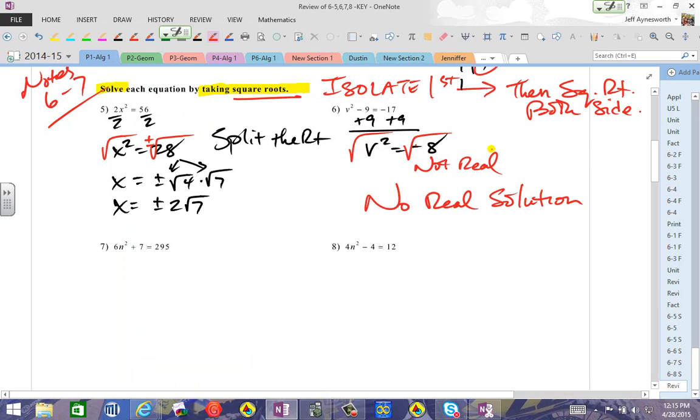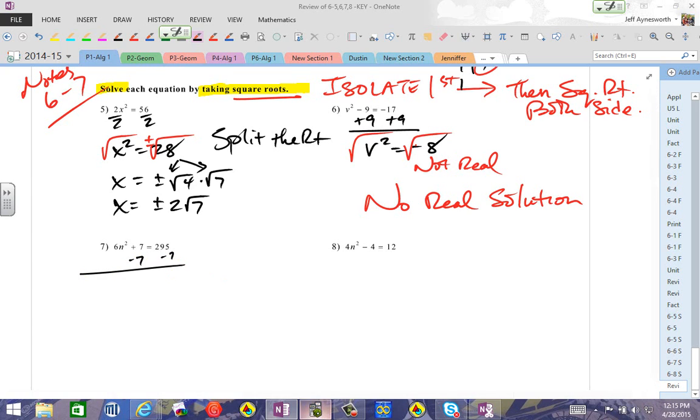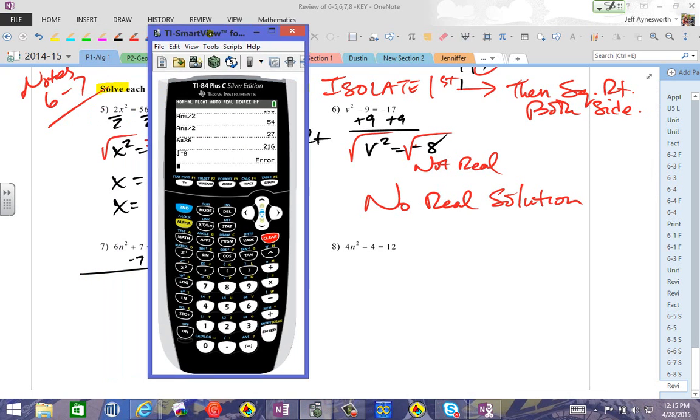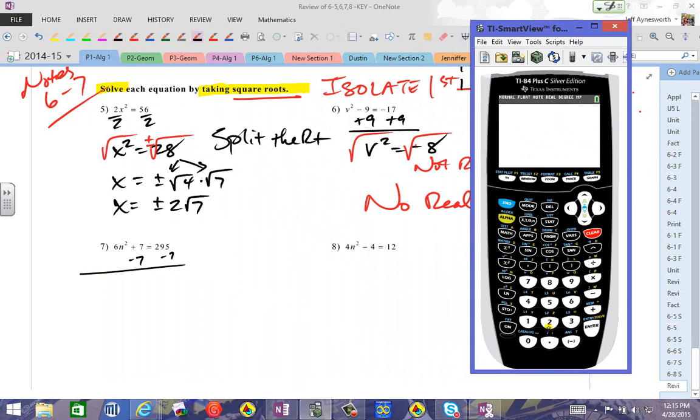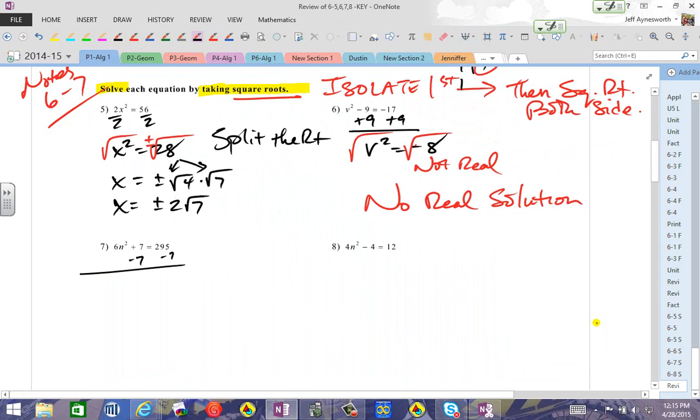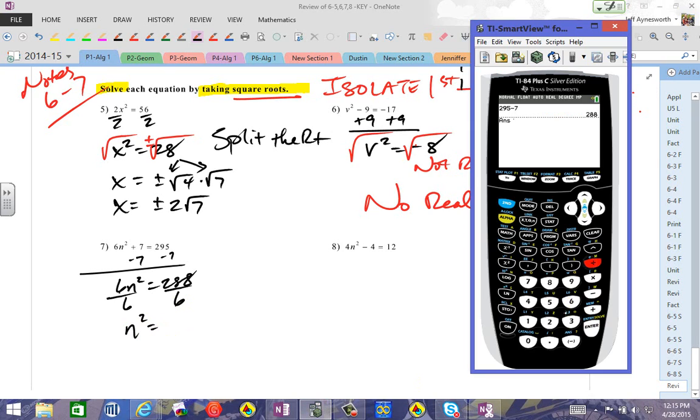All right, continuing here. So what do we have? We got to isolate again. So subtract 7. If you want to use your calculator, clear it out, get it ready. Enter in 295, right? 295 minus 7. Okay, that's 288. So we got 6, n squared equals 288, but we got to divide by 6. And you get n squared is equal to 288 divided by 6. So press divided by 6 here. And you get 48.